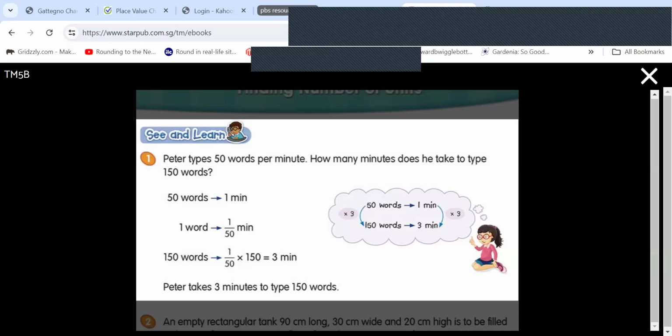So if you look at the example here, the example says Peter types 50 words per minute. How many minutes will it take to type 150 words? Usually we write 1 minute is 50 words. But now we reverse it. We write 50 words is 1 minute. So 1 word is how much? 1 word is 1 divided by 50, that's 1 minute. If I write 1 divided by 50 times 150, is it acceptable? Answer yes.